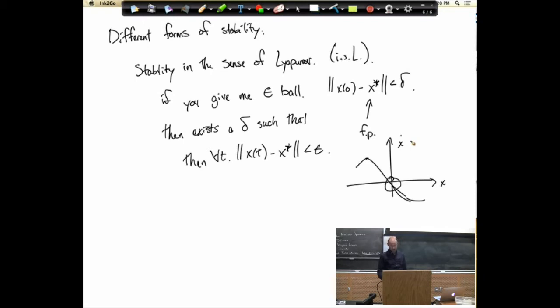Yes, absolutely. Because I could give you back, if you give me an epsilon, I could give you delta equals epsilon, and I'm all good. I'm only ever going to get closer in that case. Right?